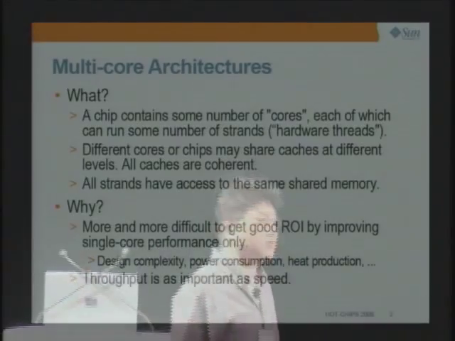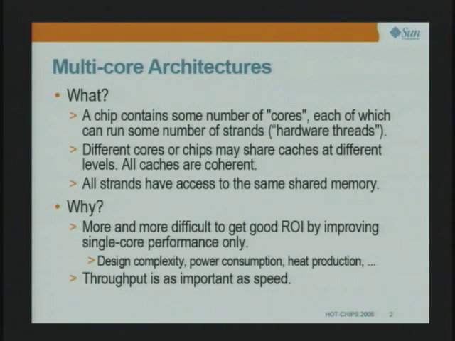I just want to set the stage for the multi-core architecture I'm going to base this on. There are many different kinds of implementations, but generally speaking, it's a chip that contains multiple cores, and on each core there are multiple hardware threads, or what we call threads. Different cores or chips may share cache at different levels. All the hardware threads access the same shared memory.